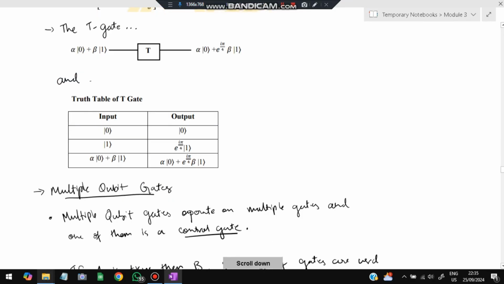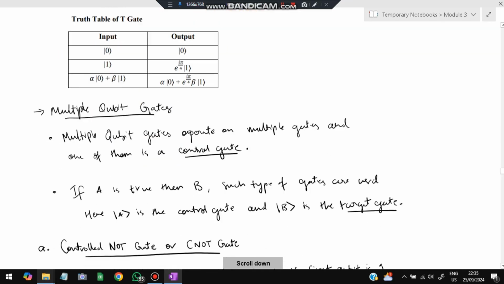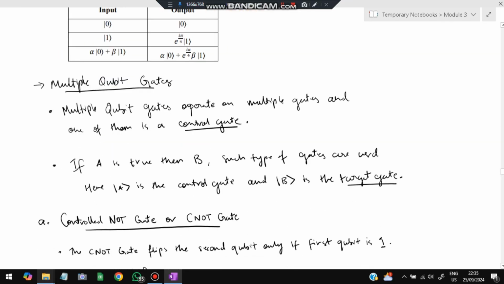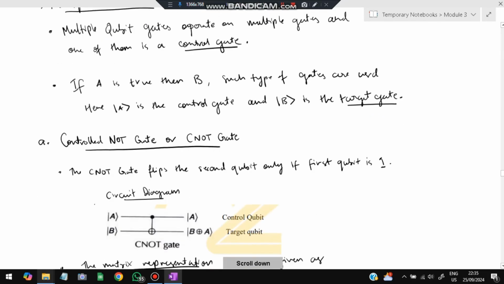Here we have a single important concept, which is controlled gates. What do we mean by controlled gates? A control gate is like a security card. For example, if A is true, then only B should happen. That kind of if condition is called a control gate. In this case, A is the control and B is the target. It acts as security for B: it checks whether A is true, and only then the operation will happen on B. This is called multiple qubit gates. Here we'll have a control as well, and a few types are there.